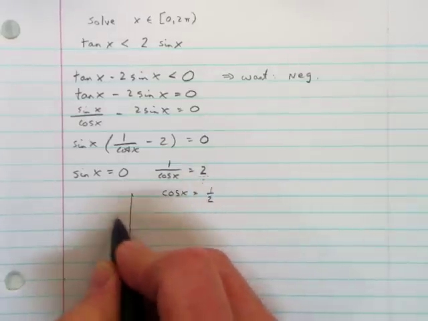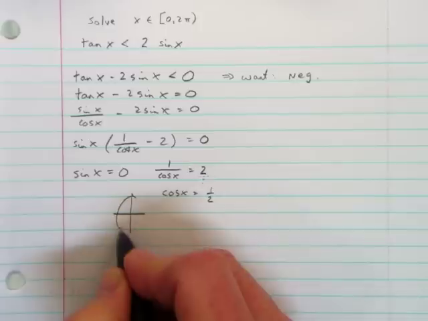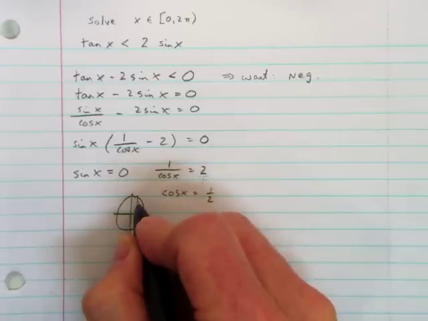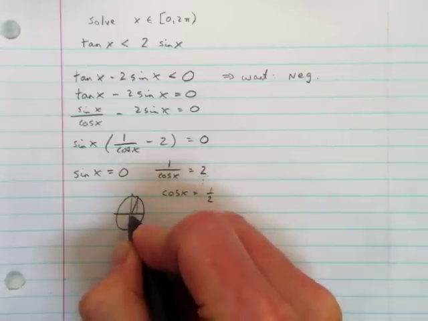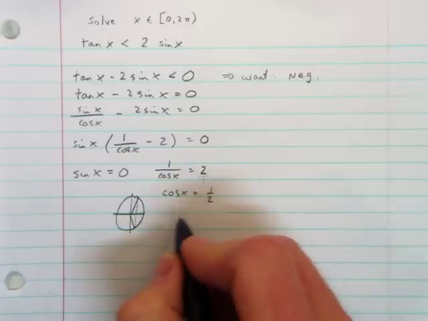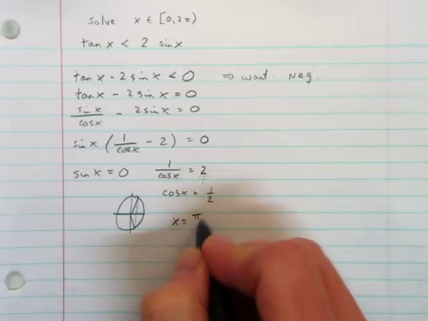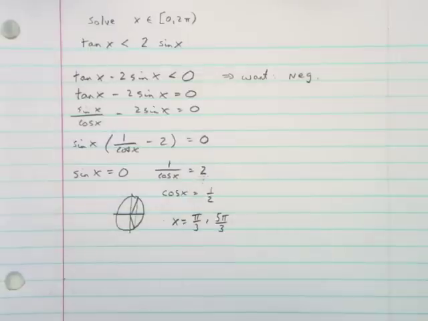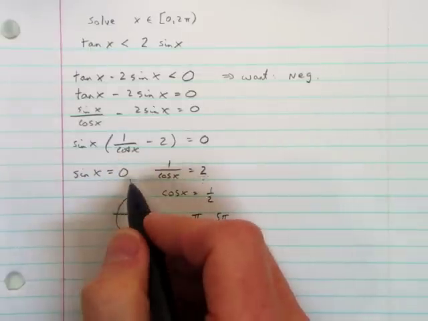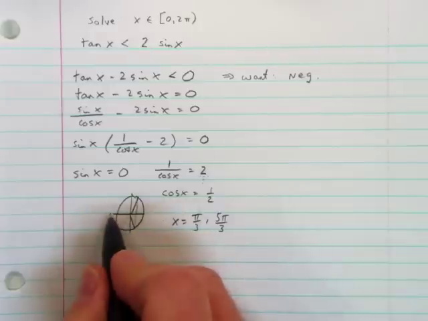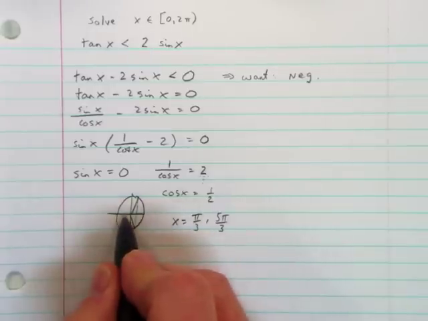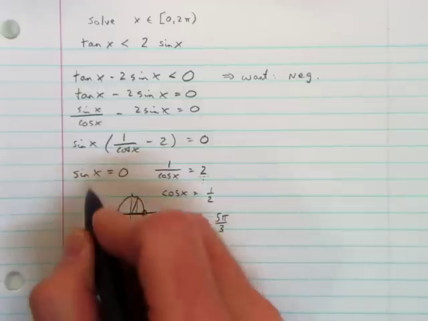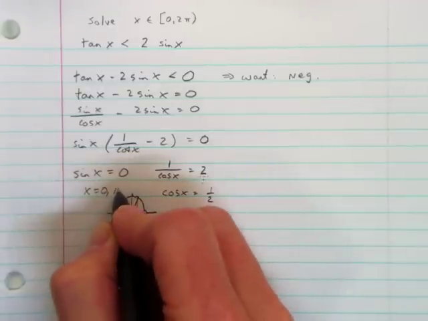Let's look at our unit circle. Cosine is x. X is going to be 1/2 about here. What are those two values? That will be pi over 3 and 5 pi over 3. Sine x equals 0. Sine is y. When y equals 0, we have this horizontal line, so we have a solution at 0 and pi.